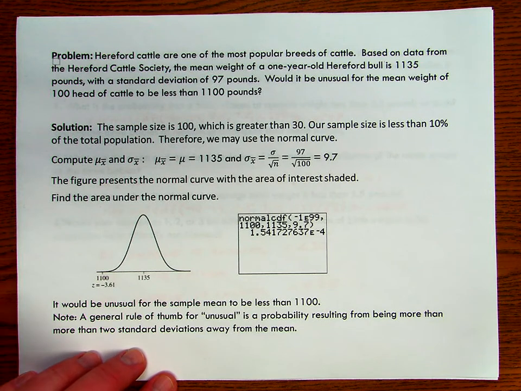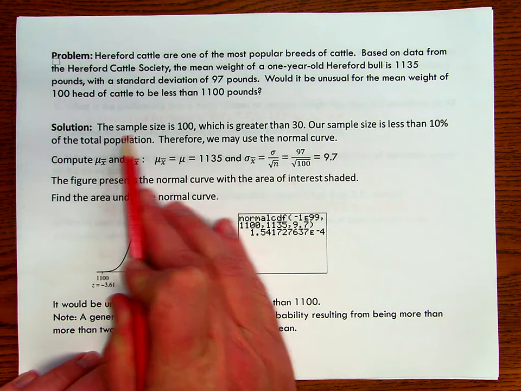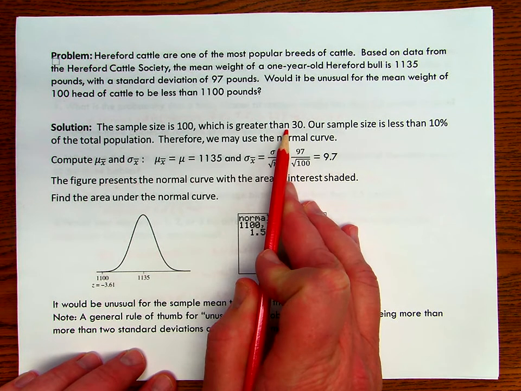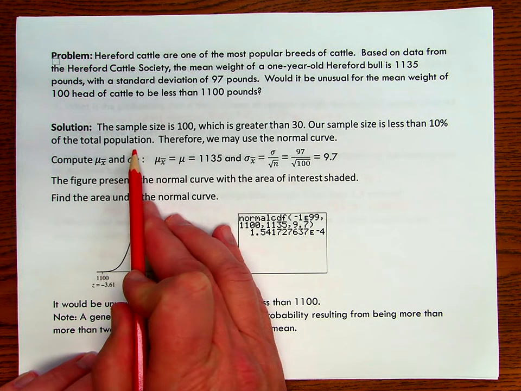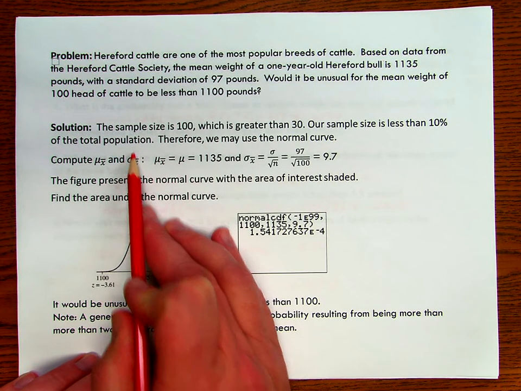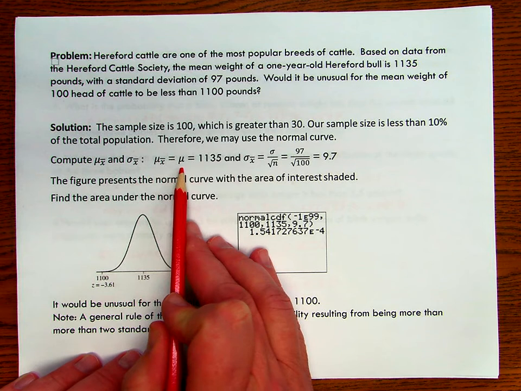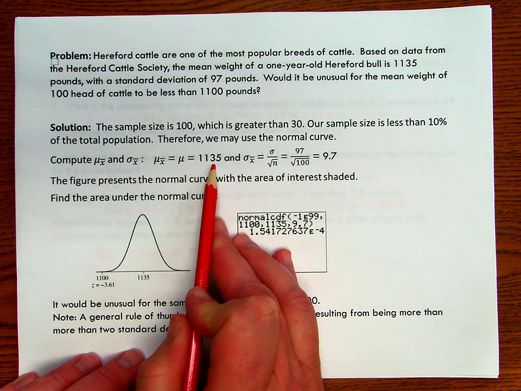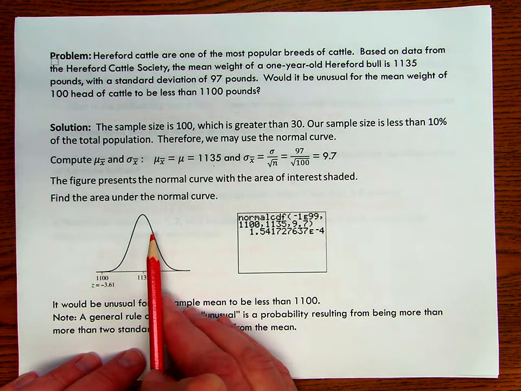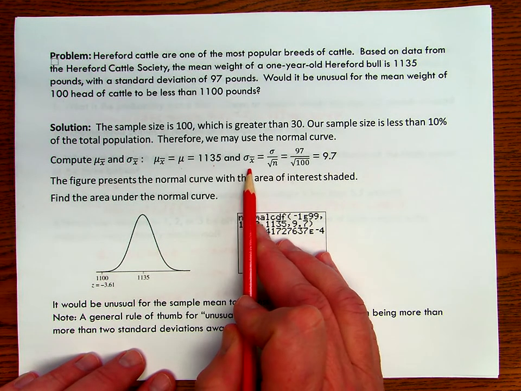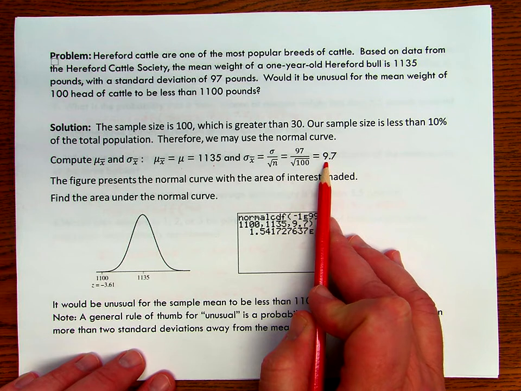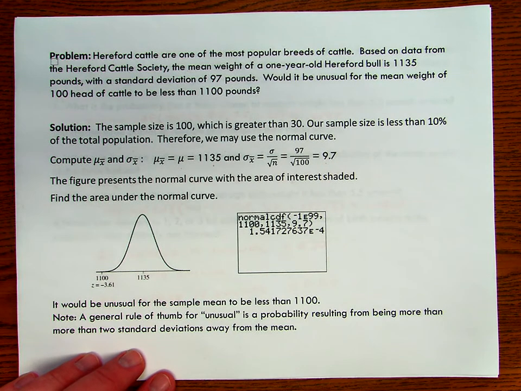So running through the checks to make sure we can use our normal CDF. The sample size is 100, which is greater than 30, and our sample size is less than 10% of the total population. So the mean of the sampling distribution equals the population mean, which is 1135, and that should have a label of pounds. The standard deviation of the sampling distribution is 9.7, and again, that should have a label of pounds. So, we can use our normal CDF.